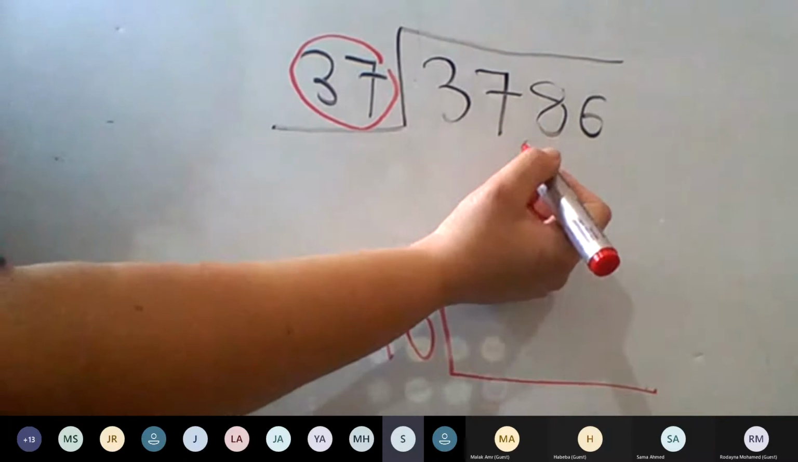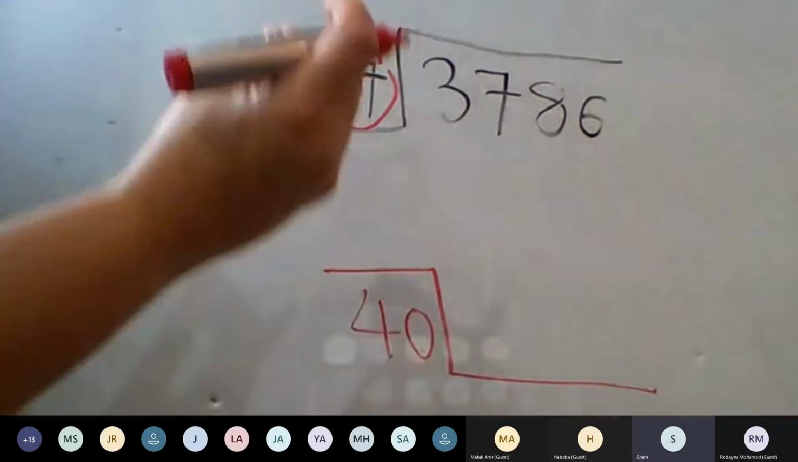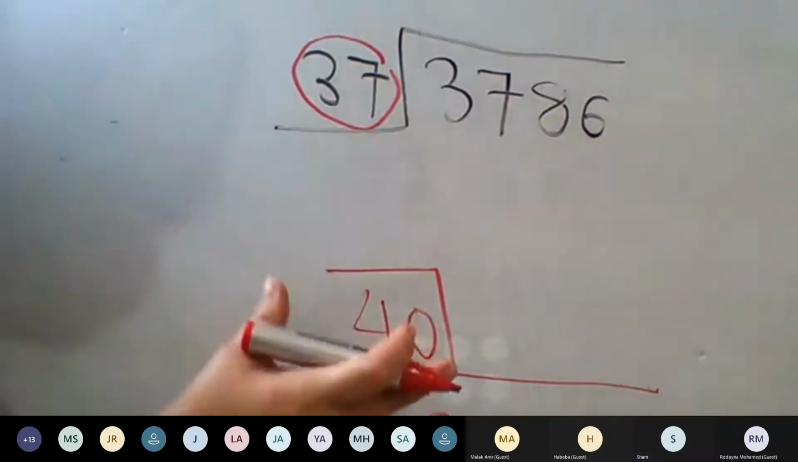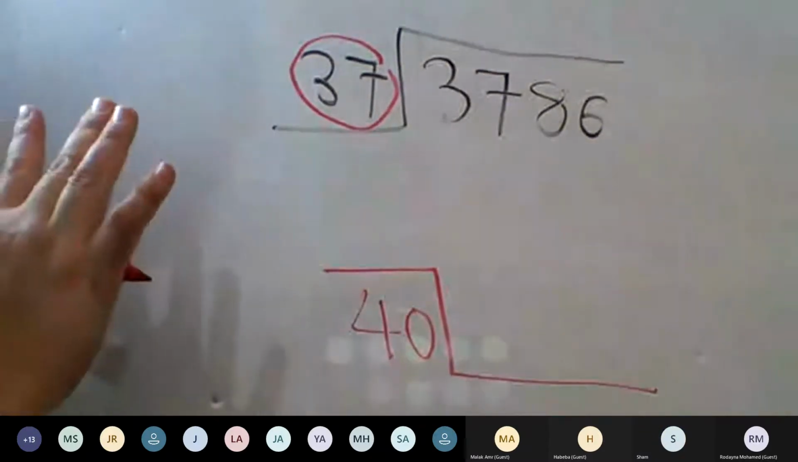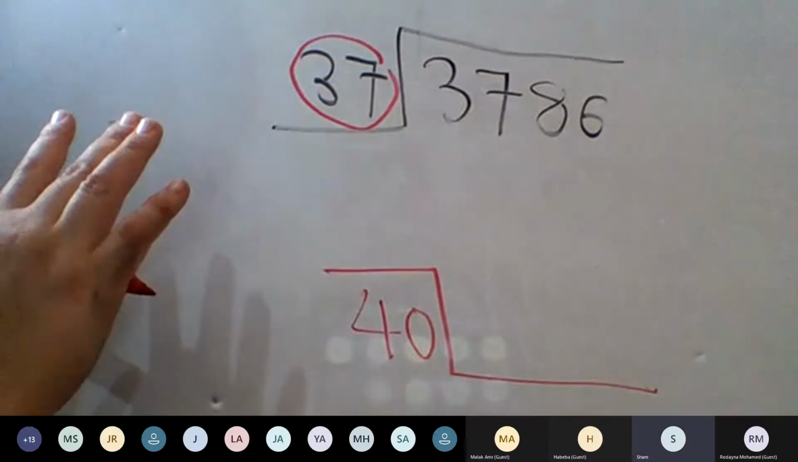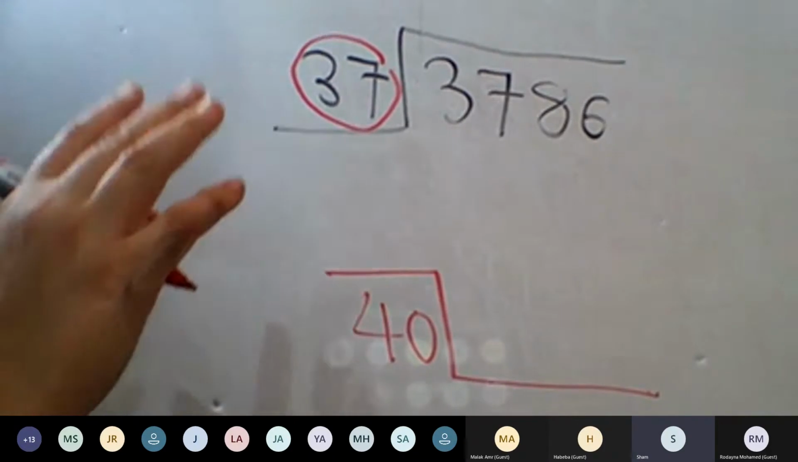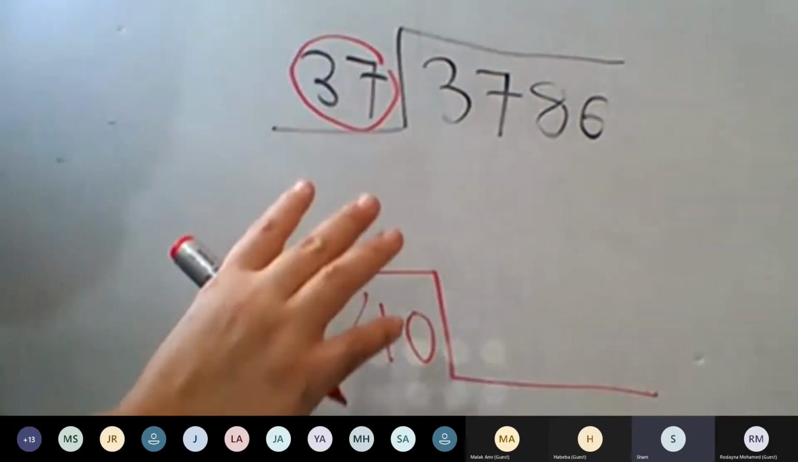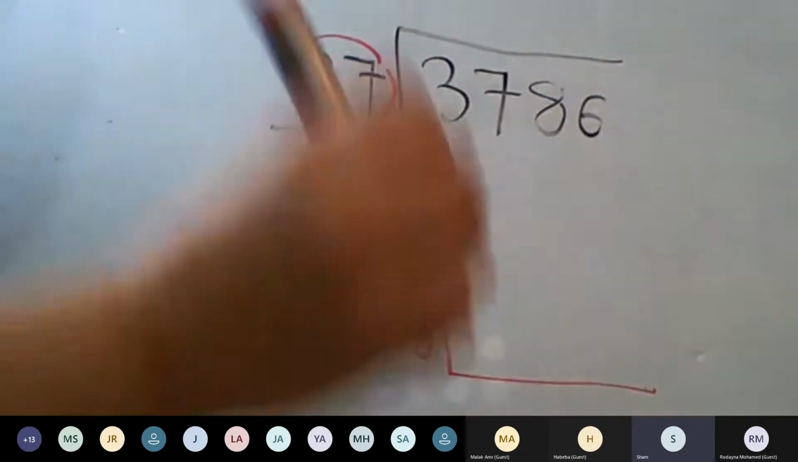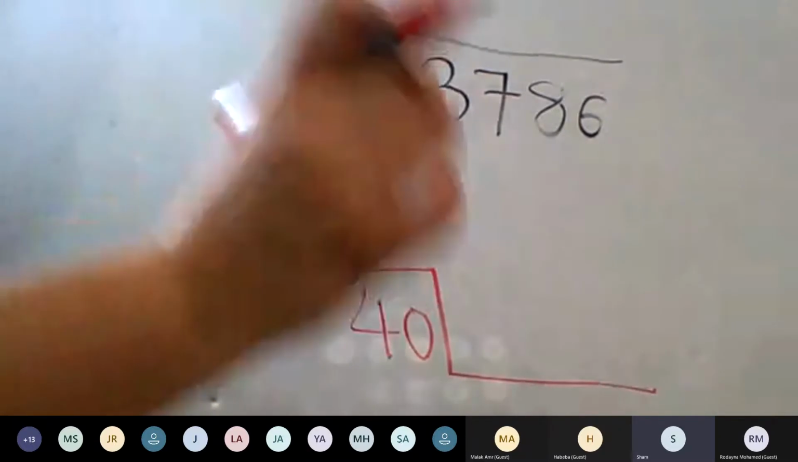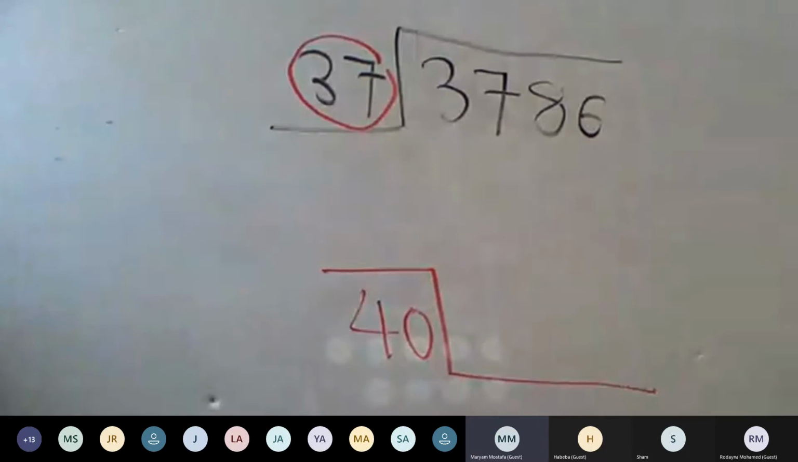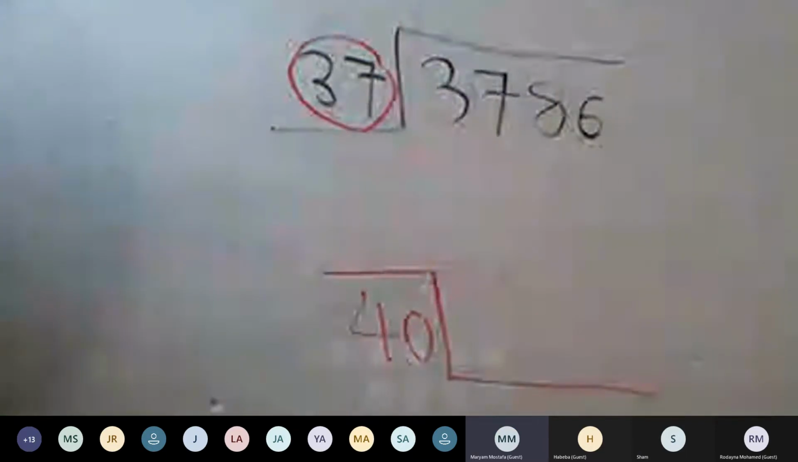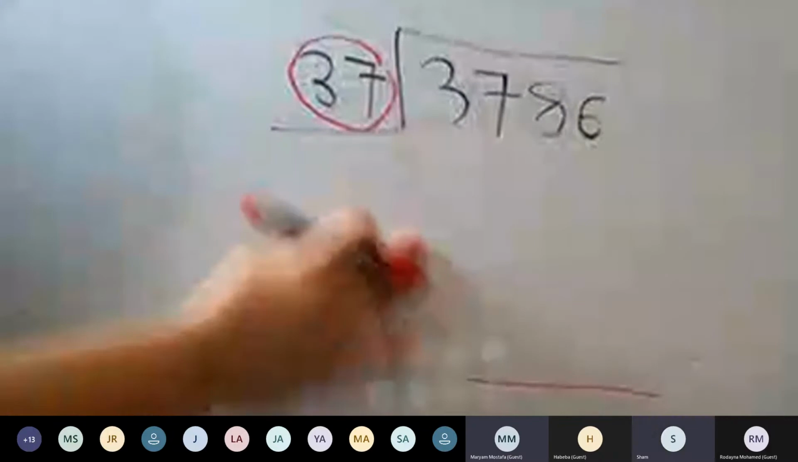Teacher, why do we need to estimate? This is a way. When you want to divide, you have a lot of ways, and one of them is using the compatible numbers. Can you make another one? Yes, but when you do another one without estimating, we can understand. Teacher, the division sign, why did you put the 40 inside? It's supposed to be outside, not inside. Ah, okay.